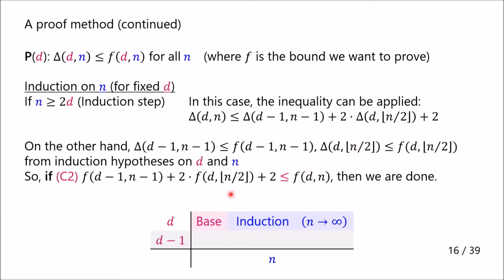Okay, so again, we make such an assumption. If f satisfies this inequality, then we are done, because this value is at most this one, and this value is at most this one, and this value is at most this one. So if we have this inequality, then we are done.